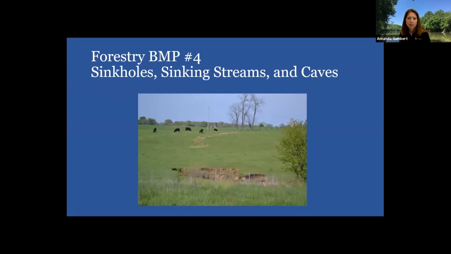Another one in forestry is sinkhole protection, or if you have sinking streams or a cave system on your property. Kentucky has a lot of karst topography, and so this is a dominant feature in our landscape. And we need to plan accordingly, not only for our own safety and for the safety of our animals and our equipment, but also to protect water resources. Those open sinkholes and sinking streams, those are direct conduits to our groundwater. And in Kentucky, our groundwater and our surface water are interacting constantly. It's really hard to distinguish between those two water systems.